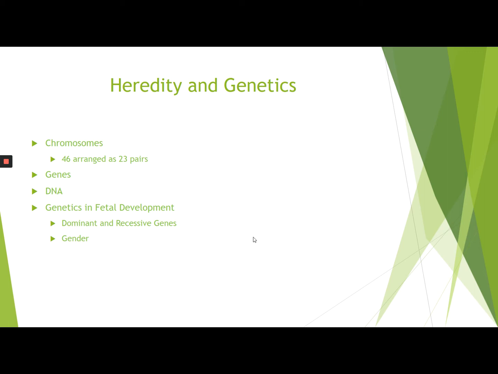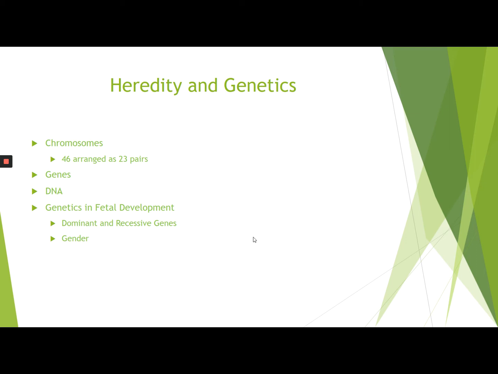Now let's talk about genes and gender. In humans, one pair of chromosomes determines the gender of an individual. If you are female, these two chromosomes look exactly alike and are called X chromosomes. If you are male, the two chromosomes differ. One is shorter than the other. The shorter chromosome is the Y chromosome. The longer one is the X.